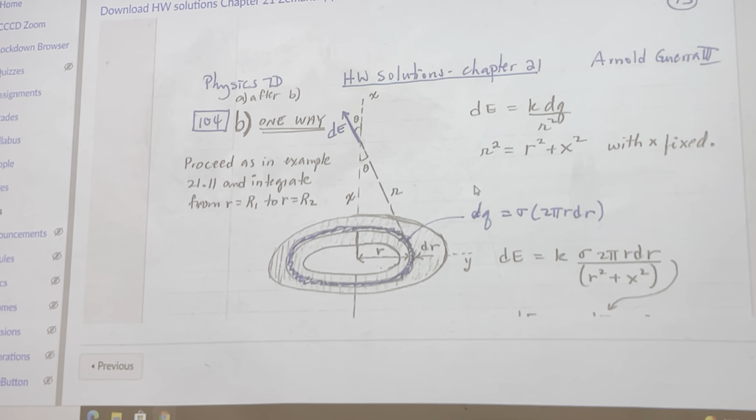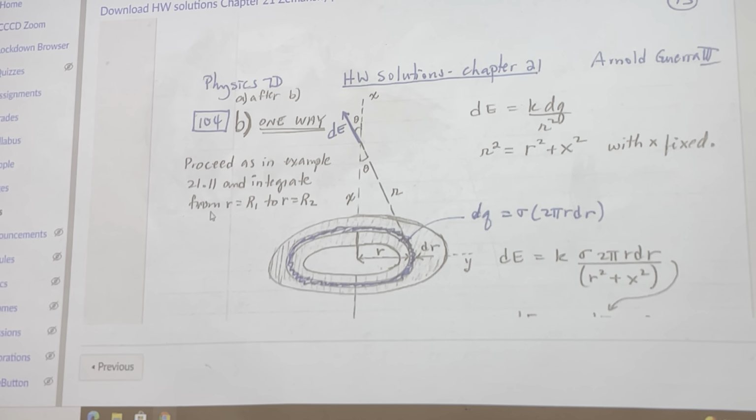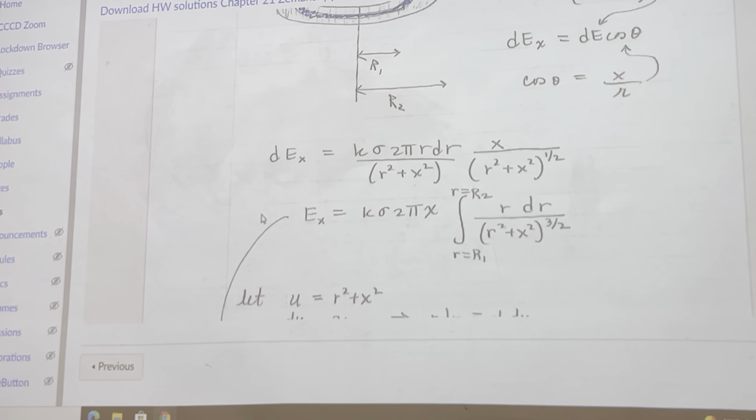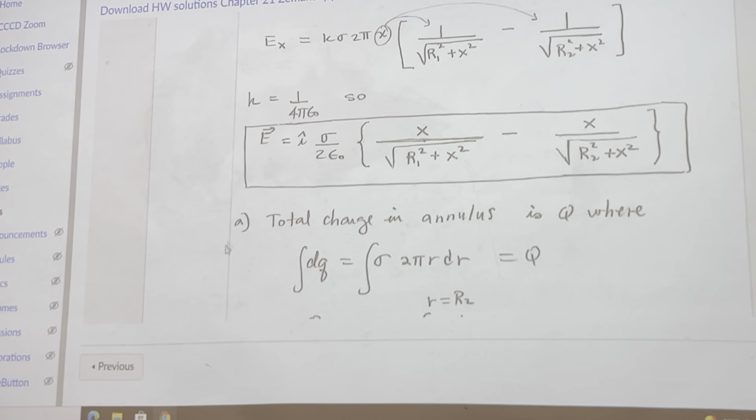So this part of the problem is just that, right? Well, I just said over here, proceed as in example 2111, which is the one where you have the whole disk, right? And just integrate from R1 to R2, as opposed to from 0 to the radius of the thing. That's the only difference, right? So then you do that, and you get something that looks like this, right?